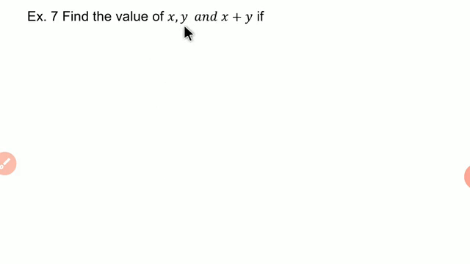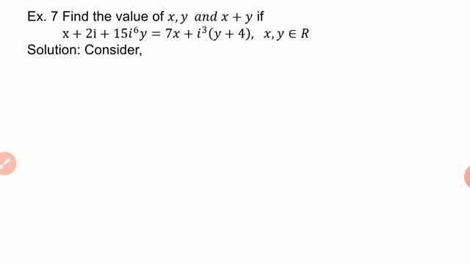Find the value of x, y and x plus y if x plus 2y plus 15i raised to 6 into y is equal to 7x plus i cube multiplied by y plus 4, where x comma y belongs to R. Solution: consider the given thing. Now this i raised to 6 can be written as i square bracket cube, but the value of i square is minus 1, so minus 1 cube is minus 1, and this term becomes minus 15y.